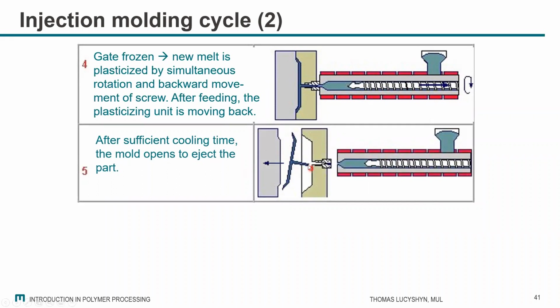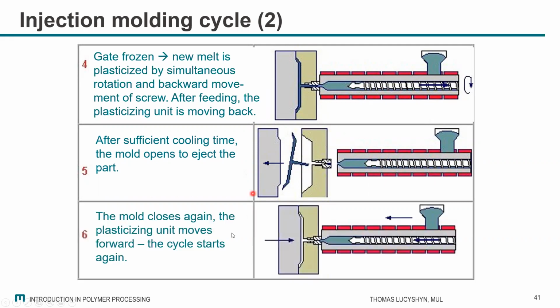Then the mold opens, the part is demolded, can be taken by a robot, can just fall down, taken out manually, whatever. And then the cycle starts again. So mold closes again, injection unit moves forward, the screw moves forward and injects the part. So this is running in cycles.